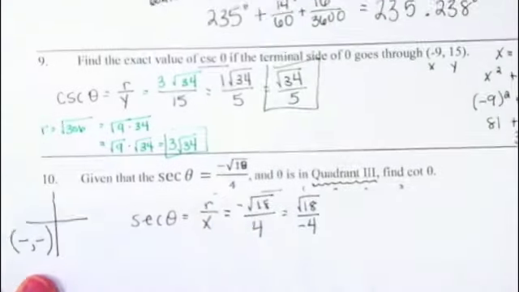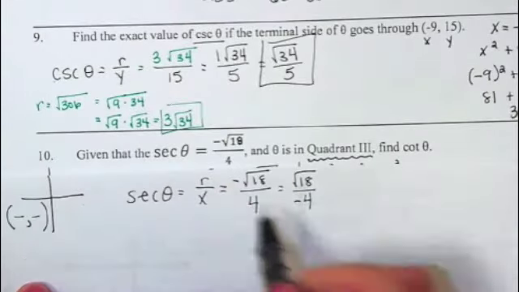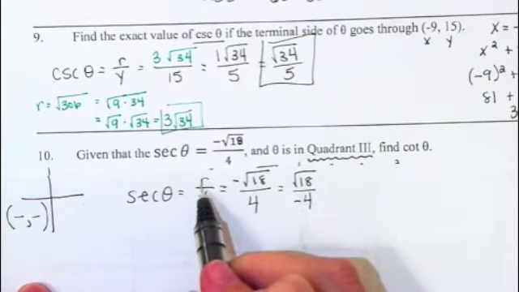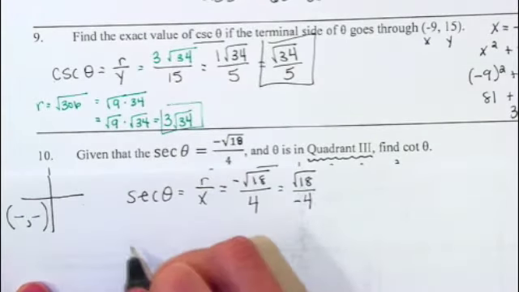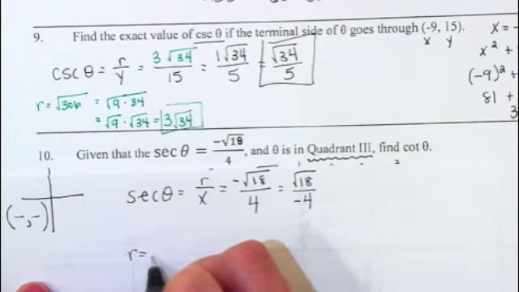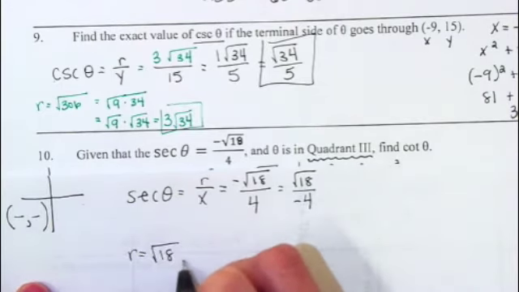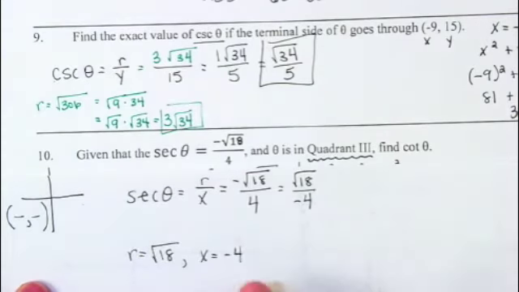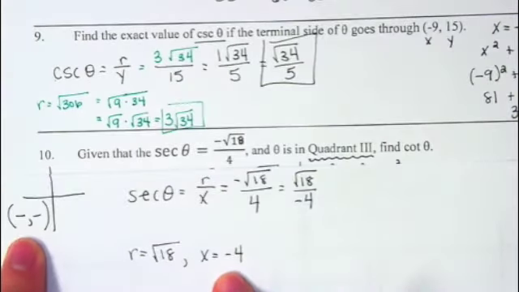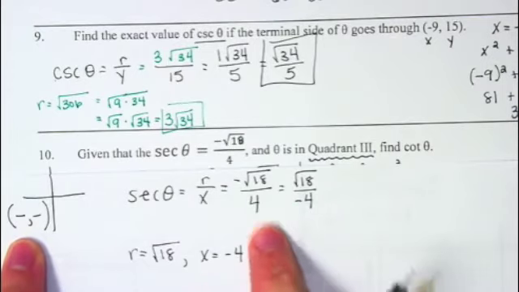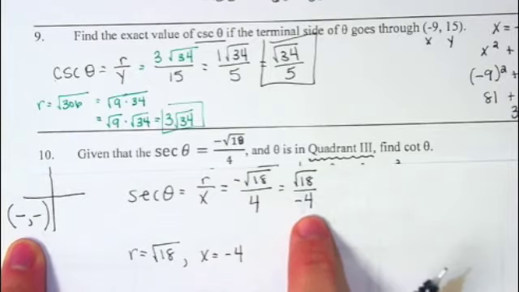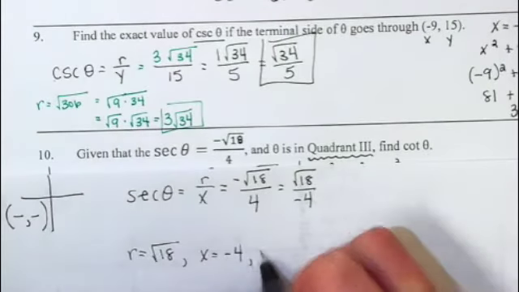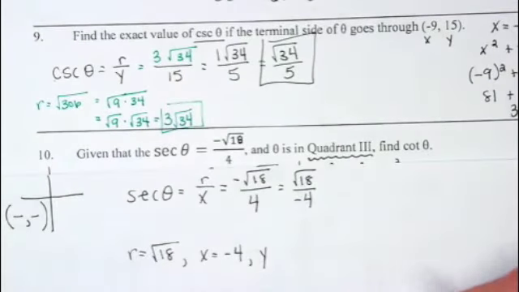And if I look at that, looking straight across, the r is on top, and I see that square root of 18 is on top. So r, the numerator, is the square root of 18. And x, the denominator, is negative 4. Notice how this coincides with which quadrant it's in. x has to be negative because it's in quadrant 3, and based on the information that's given to me, it is. Now what's missing is my y. So I need to find y.